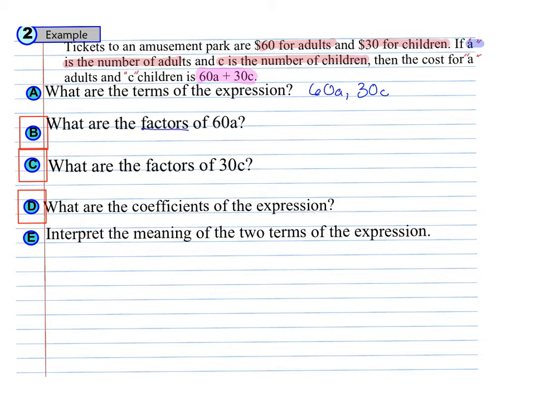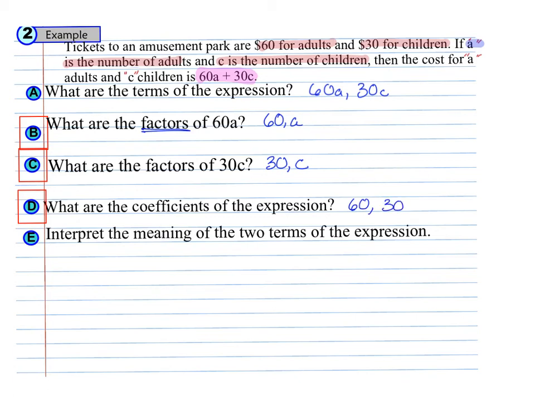The word factor, in this situation, they actually want to know what are the pieces of 60A. So technically, that one is 2 pieces, 60 and A. The word factor in other contexts means all the pieces that could make up 60. But in this situation, they just want to know the 2 pieces that make up 60A. Same thing for C. What are the factors of 30C? 30 and C. What are the coefficients of the expression? The coefficients, remember, are the numbers in front of your actual variable. So we have 60 is a coefficient and 30 is a coefficient.